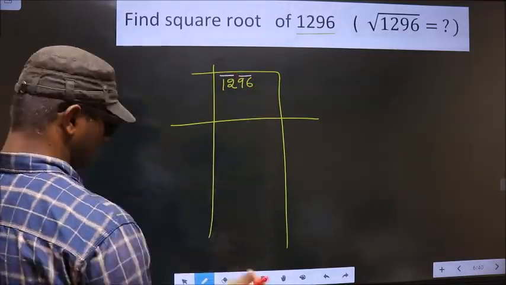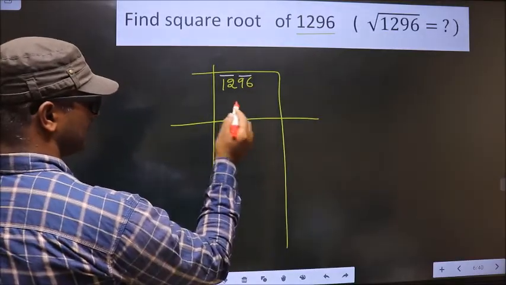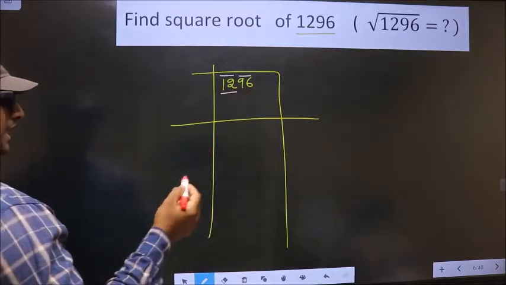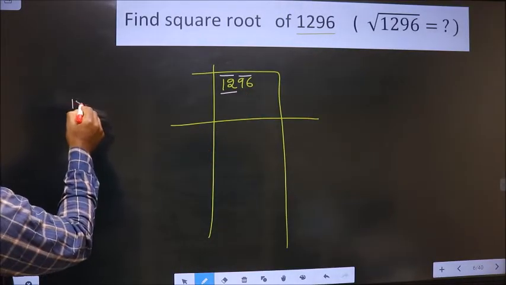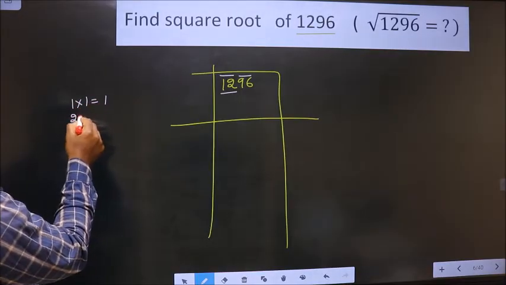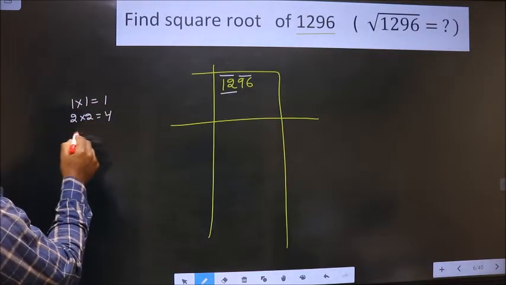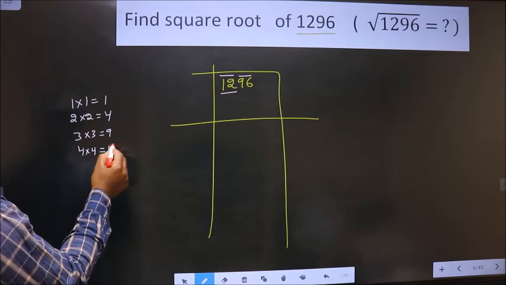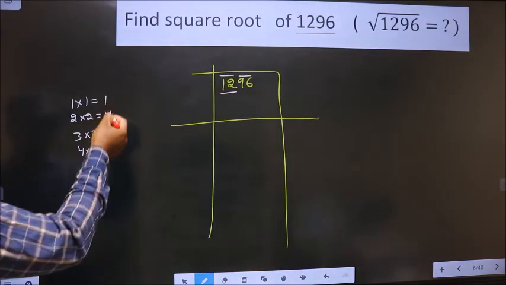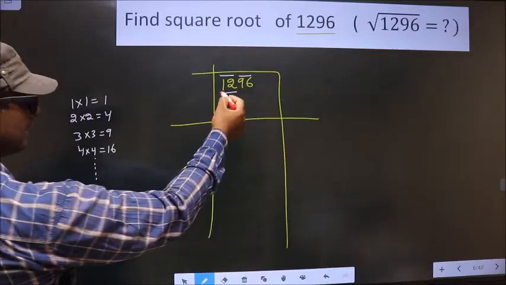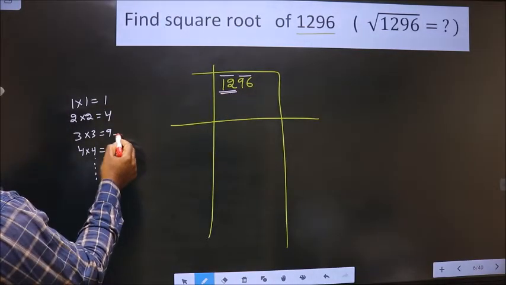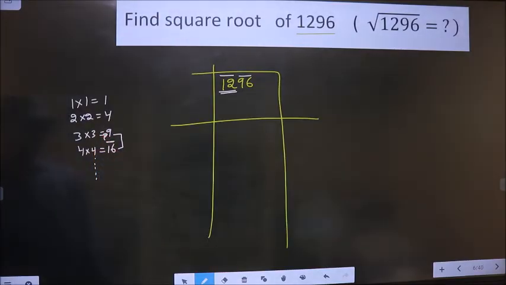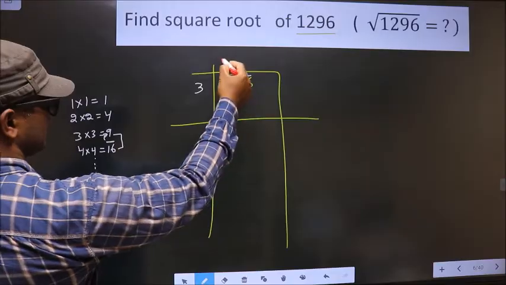Okay, next. Now we should see between which two square numbers this number falls, and the square numbers are these: 1 into 1, 1; 2 into 2, 4; 3 into 3, 9; 4 into 4, 16; and it goes on. These are the square numbers, and here we have 12. 12 falls between these two numbers. So we take the smaller one, that is 9. So 3 3s are 9.